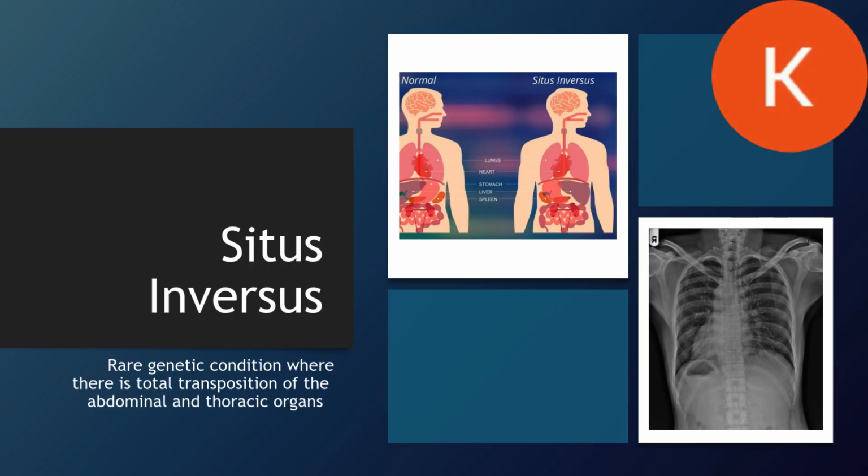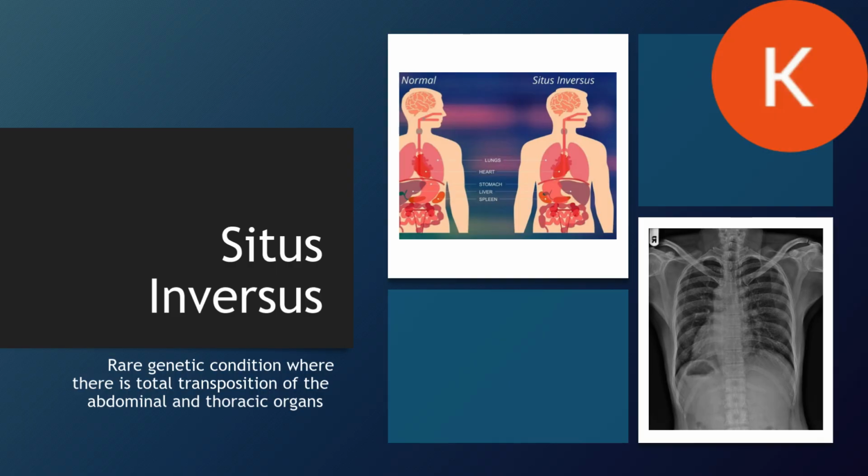All right, so the last slide here, we talk about situs inversus. This is a rare genetic condition where there is total transposition of the abdominal and thoracic organs. Patients are usually asymptomatic. It's often discovered incidentally on X-rays. The key radiographic cues to identify it are that the cardiac apex points to the right, the aortic arch is on the right side, the gastric bubble may be seen on the right side on the image, and the lung anatomy would appear mirrored.